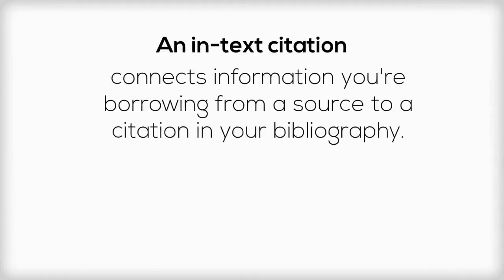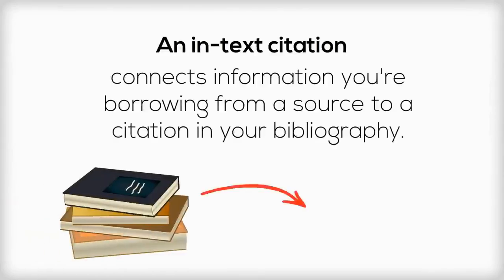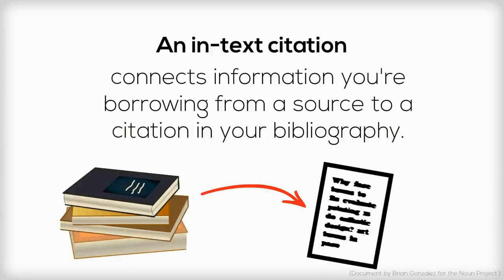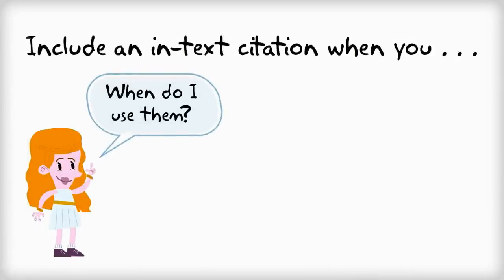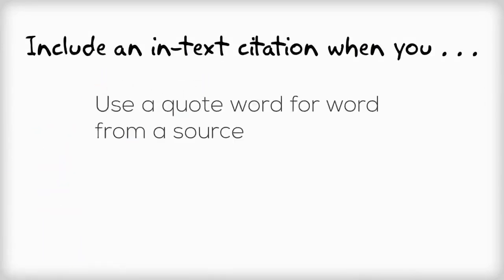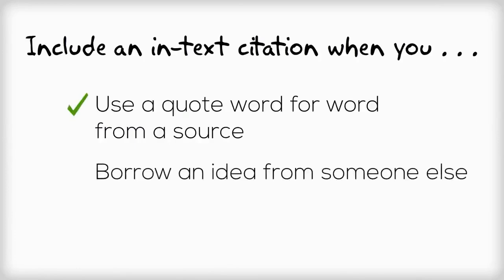An in-text citation connects information you're borrowing from a source to a citation in your bibliography, which helps teachers and classmates understand where the information originally came from. Include an in-text citation in your paper when you use a quote word for word from a source, or when you borrow an idea or phrase from someone else.